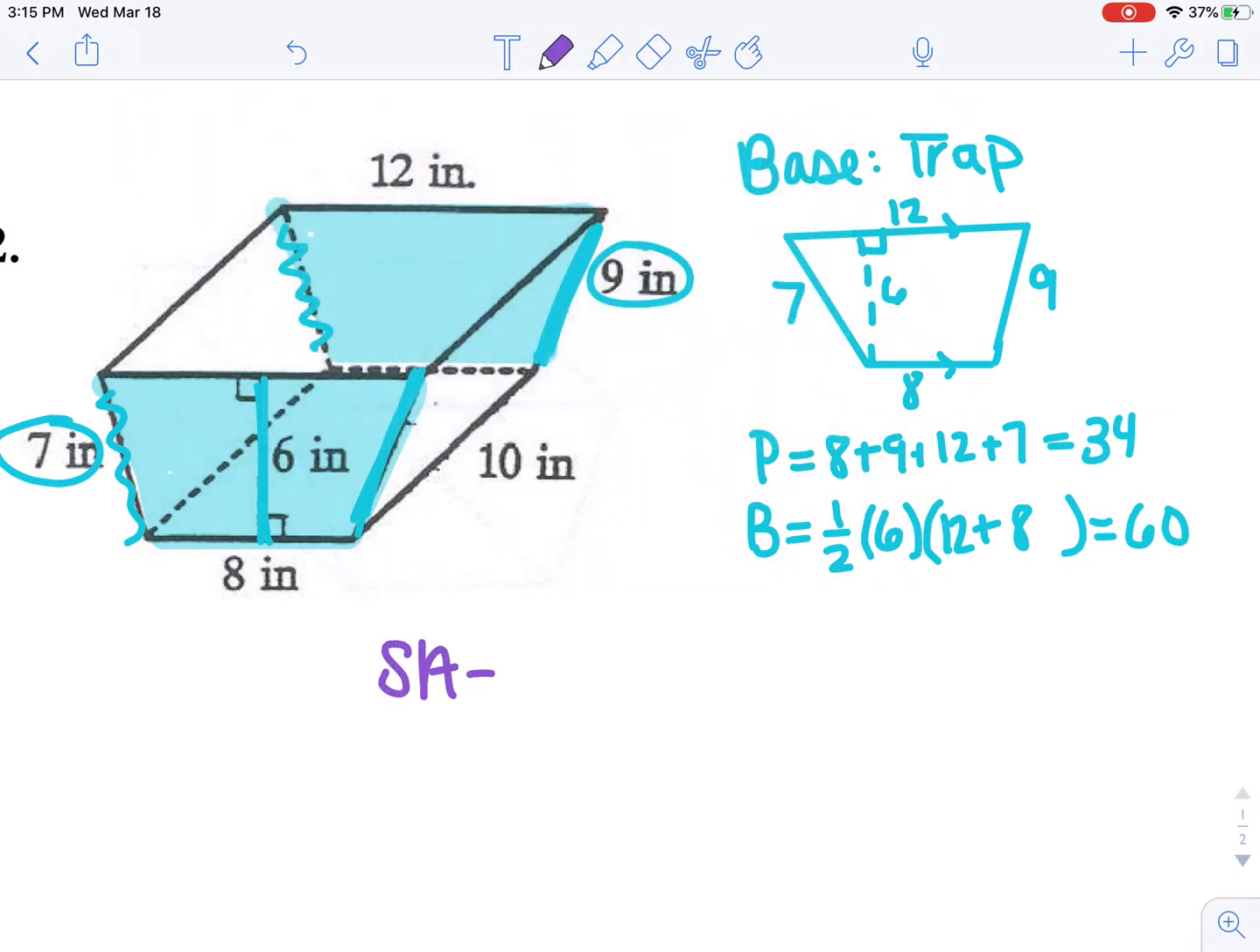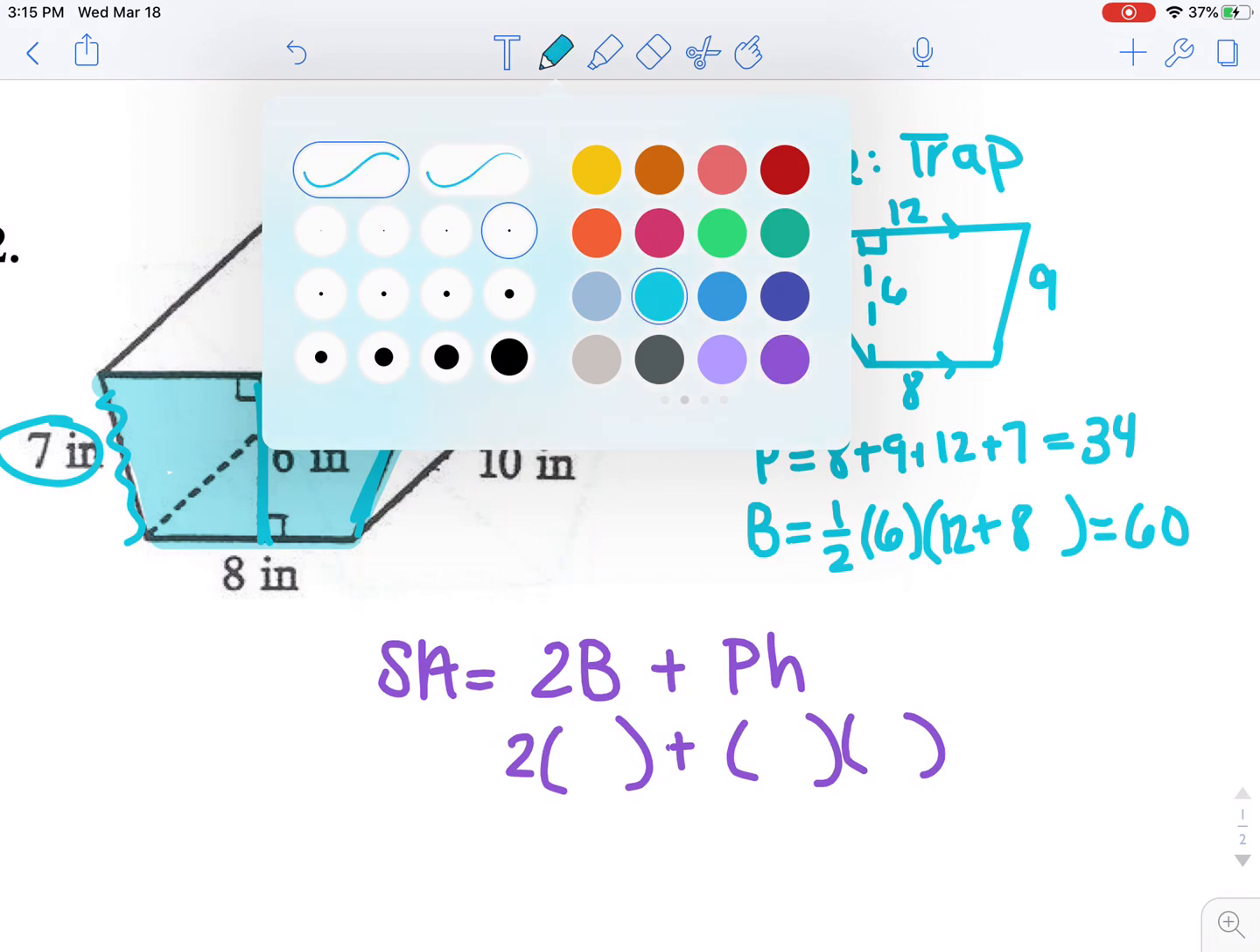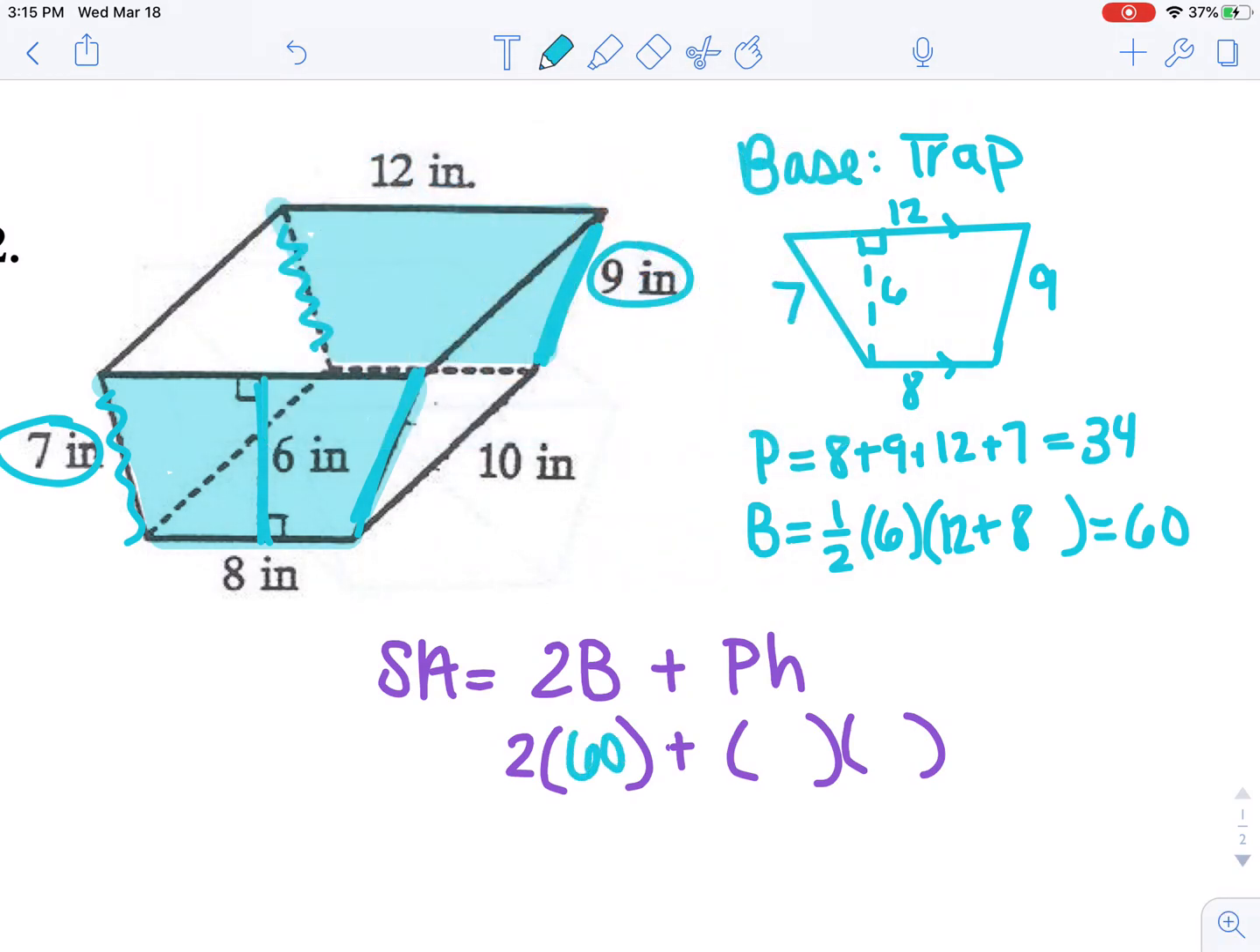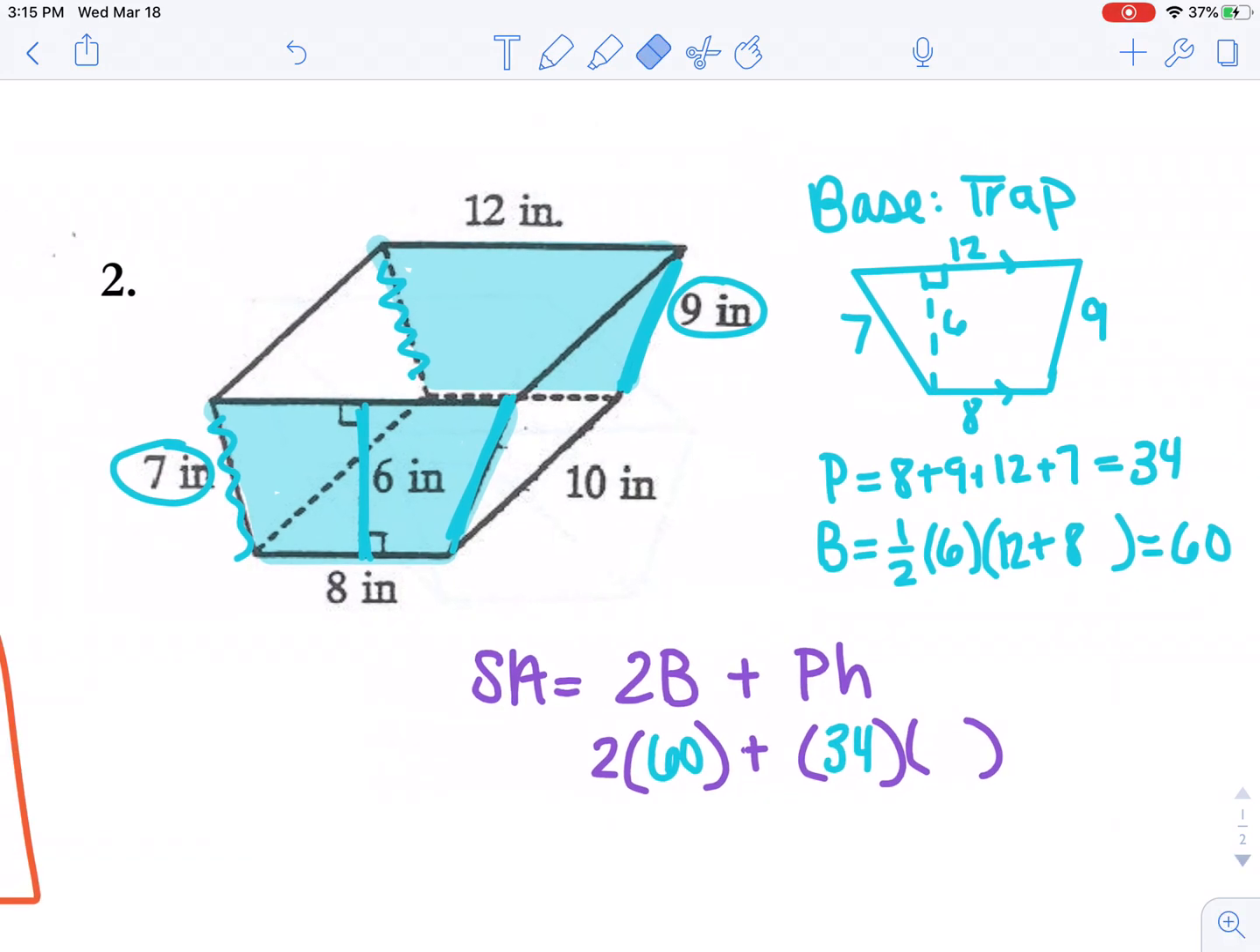So now we have the B and the P that we can include in our surface area formula. So surface area of prisms, 2B plus pH. Again, we just calculated the B and the P. The area of our base is 60. The perimeter of our base is 34. And so now what we need to do is find the height of the prism.